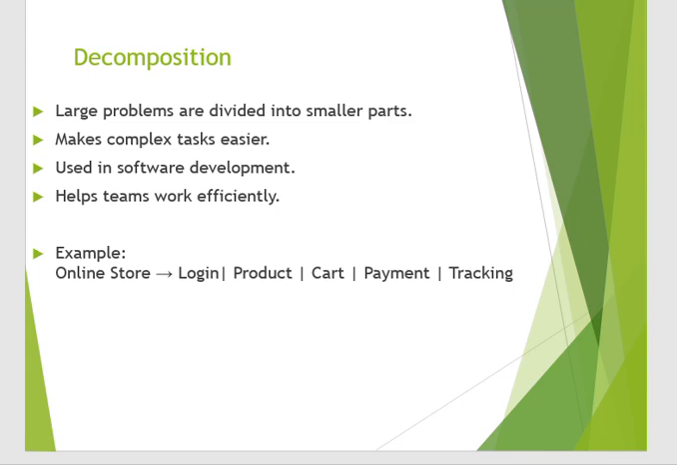Real life example: organizing a school annual function. The complete program can be broken into small tasks like arranging invitations, managing stage decoration, organizing music, arranging food, and managing seating. Each small task becomes easier to handle. For example, creating an online shopping website, we can decompose it: login system, product display system, shopping cart, payment system, and the last one is order tracking, whether the order has reached or is about to reach.